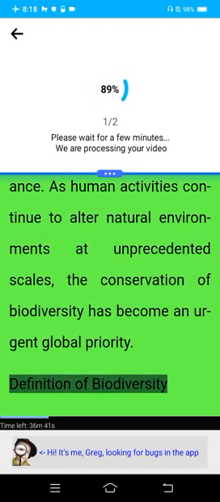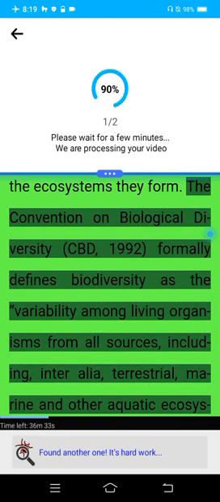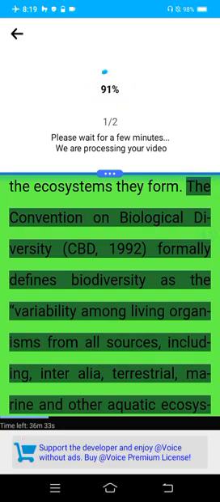priority. Definition of biodiversity. Biodiversity is defined as the total variety of life forms on Earth, including their genetic differences, the variety of species, flora and fauna, and the ecosystems they form. The Convention on Biological Diversity, CBD, 1992, formally defines biodiversity as a variability among living organisms from all sources, including inter alia, terrestrial, marine, and other aquatic ecosystems and the ecological complexes of which they are part. This includes diversity within species, between species, and ecosystems.